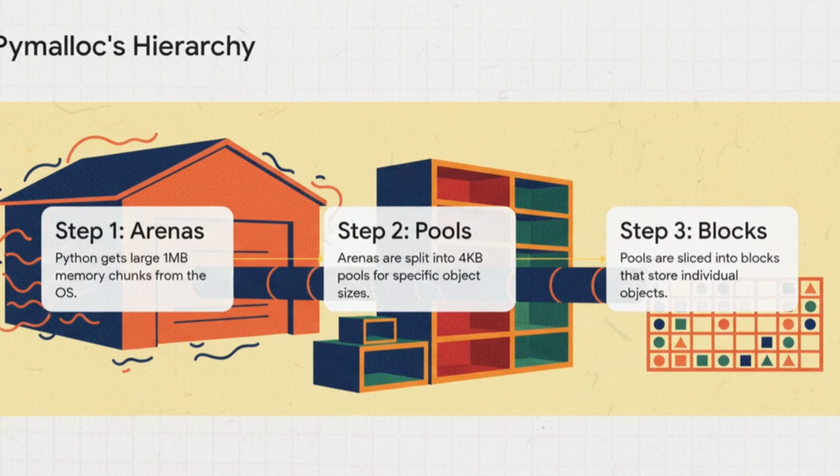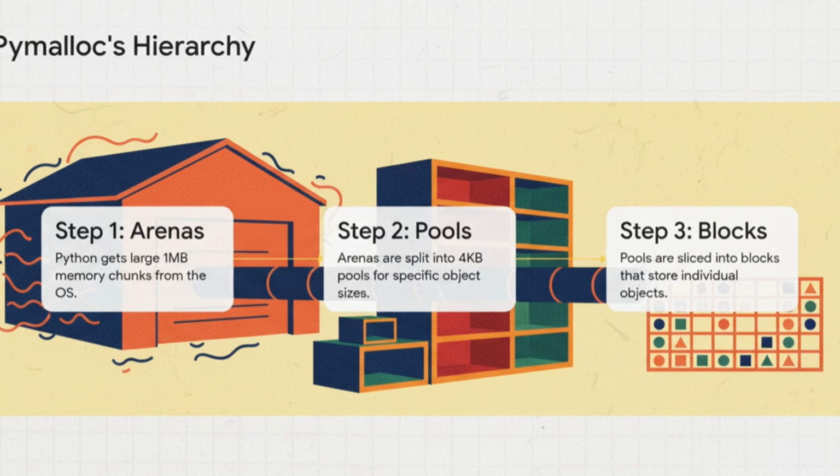So how does it pull this off? I want you to picture it like this. Pymalloc doesn't go to the OS for a small box. No, it asks for a giant 1 megabyte warehouse, and we call that an arena. Then it carves up that warehouse into different sections with bookshelves, which we call pools. Each pool is for books of a specific size. You know, a pool for 8-byte objects, a pool for 16-byte objects, and so on. And finally, the individual slots on those shelves where the objects actually live, those are the blocks.